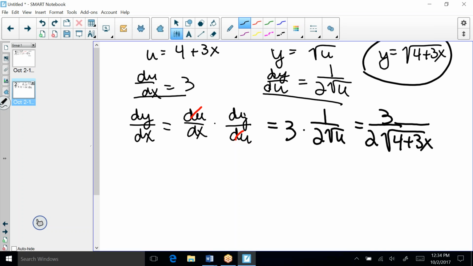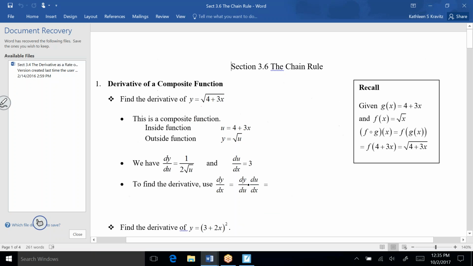So something that we didn't know how to do previously. We didn't have any rule that let us take that derivative. But now we have the chain rule. We can do that. All right, let's look at another example. So let's look at another example here. So on your sheet.